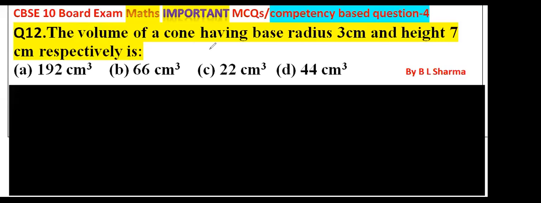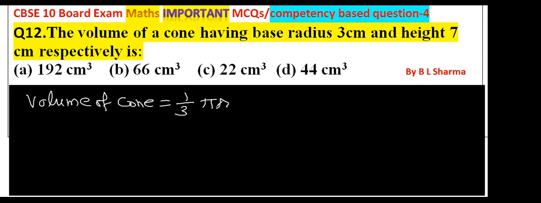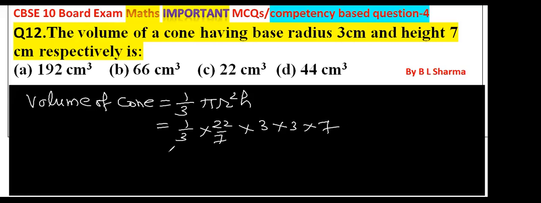The volume of a cone having base radius 3 centimeter and height 7 centimeter. So we have the formula. Volume of cone is given by 1 by 3 pi r square h. 1 by 3 as it is, in place of pi 22 by 7, in place of radius 3, and in place of height you put 7.